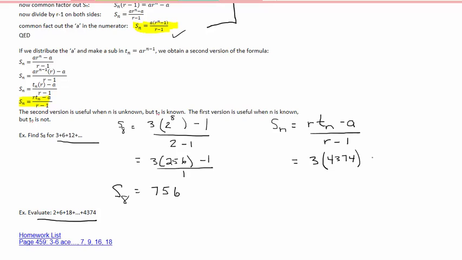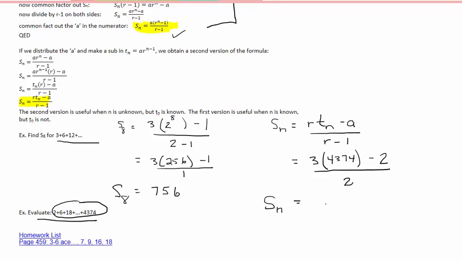is 4,374. I'll subtract A, which is 2, our initial term. So even though we don't know how many terms there are, we can still add up the sum in this entire sequence because we know the last term, T at N. And then R minus 1, which is equal to 2.